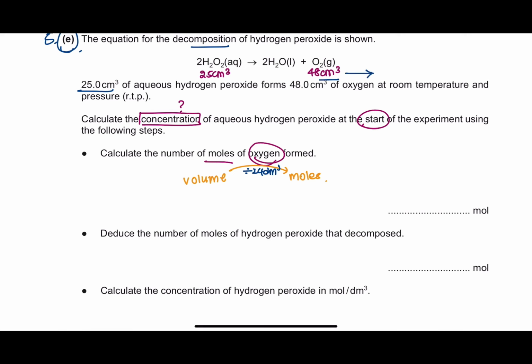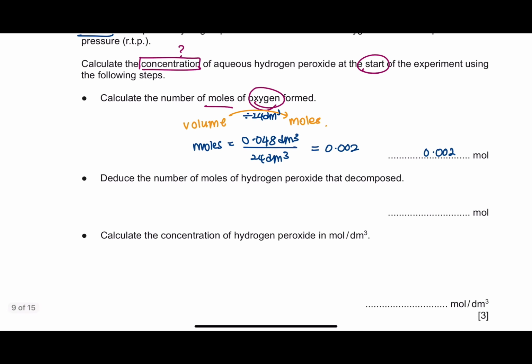So if you change it to dm³, you need to divide it by 1000, giving you a value of 0.048 dm³. So now in order for you to find the moles, 0.048 dm³ will be divided by the molar volume at room temperature and pressure, which is 24 dm³, giving you a value of 0.002 mole.